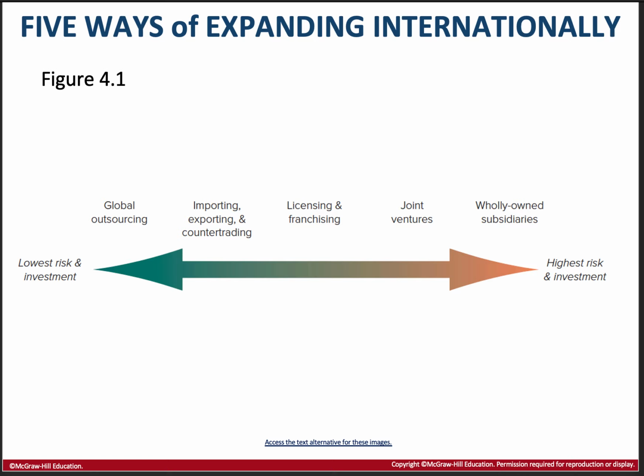Now, figure 4.1 shows the 5 ways of how to expand internationally, using both the lowest risk in investment and the highest risk in investment. And you see that each of these we're going to cover in the following slides. But I wanted to make sure that you see the example that's in the textbook about global outsourcing, and it's looking at which jobs have fallen victim.